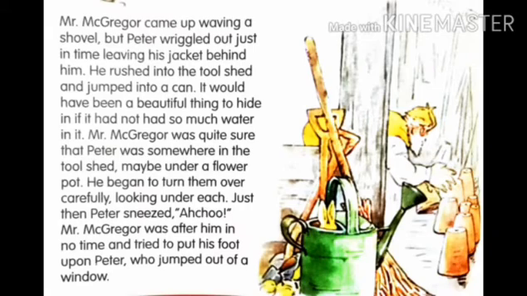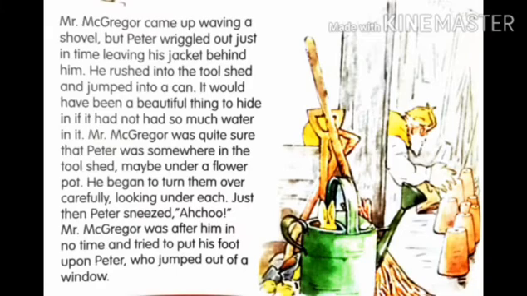The jacket was stuck in the net, so he left the jacket. Previously he lost his shoes. Now he left his jacket and came outside from that net. He rushed into the tool shed and jumped into a can. Can you see there in the picture a tool shed? A shed is where all the tools are kept. He came inside that and jumped into a can. Can you see only his ears are visible? Yes, he came and hid in the can.